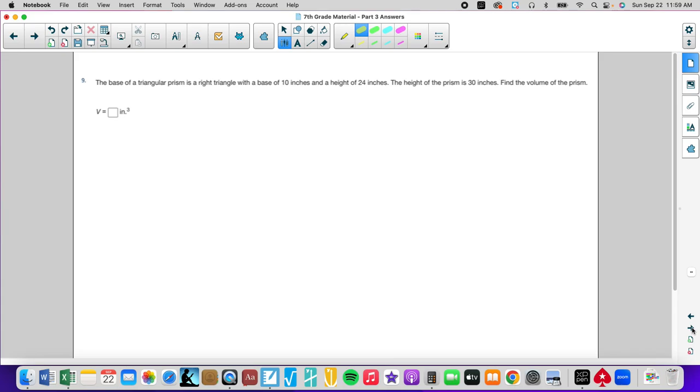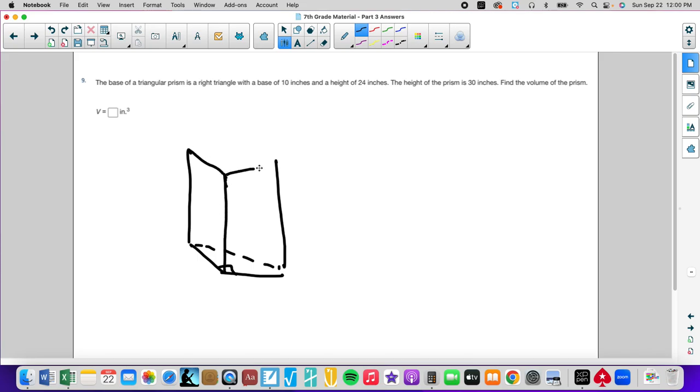The base of the triangular prism is a right triangle with a base of 10 inches and a height of 24 inches. The height of the prism is 30 inches. So this time they don't give you the area of the base, they give you the dimensions of said base. So you have a triangular prism. So we're going to go up like this.